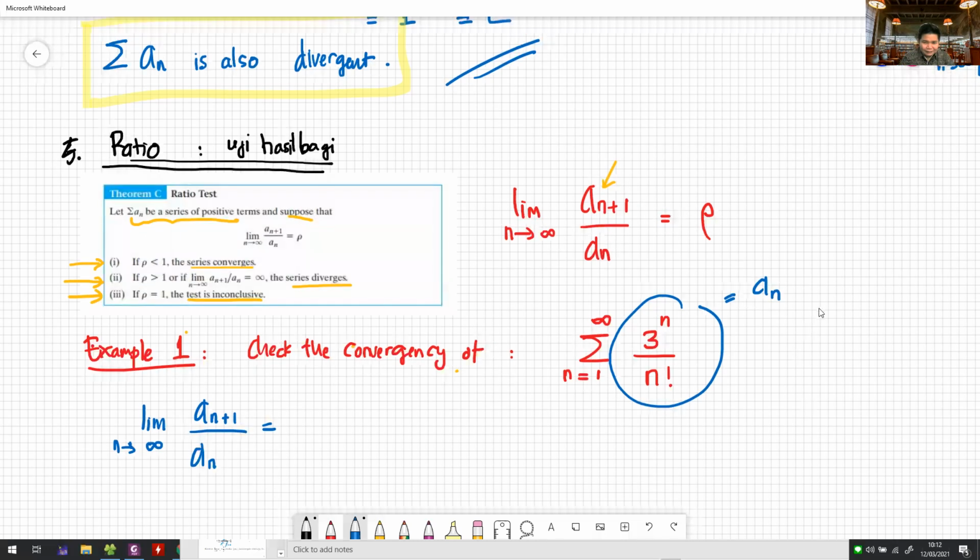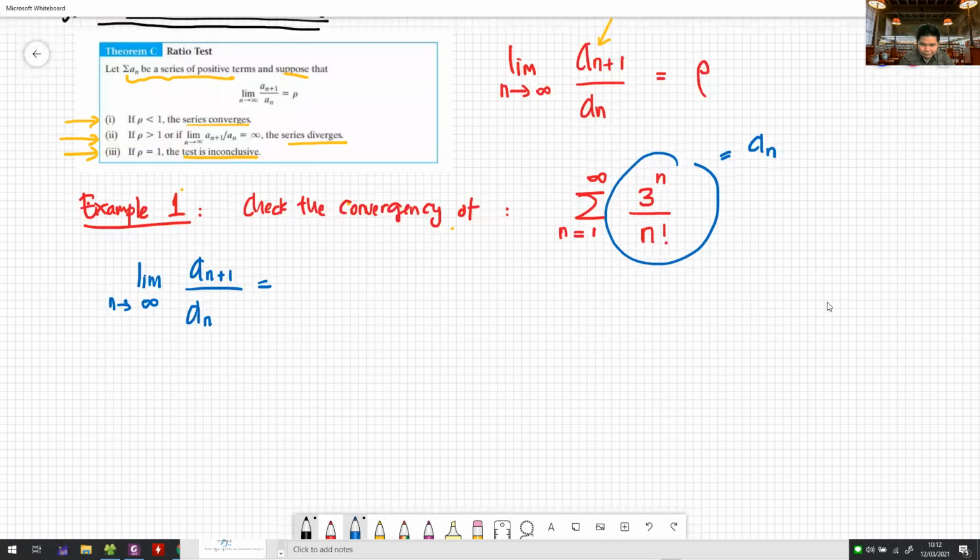Okay, clear? So this one is this part. So what do we have? An plus 1. So how is An plus 1? Limit as n goes to infinity. We will substitute with this. The top one is the term An plus 1. Okay?